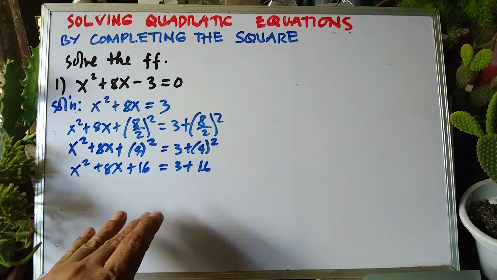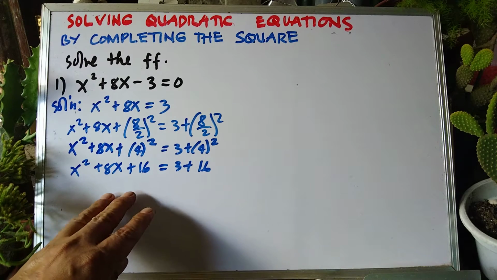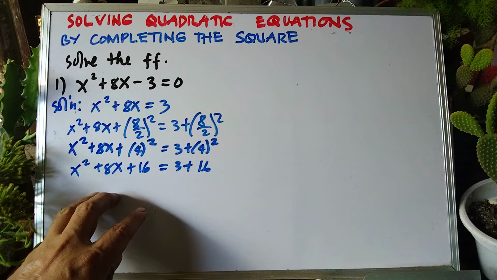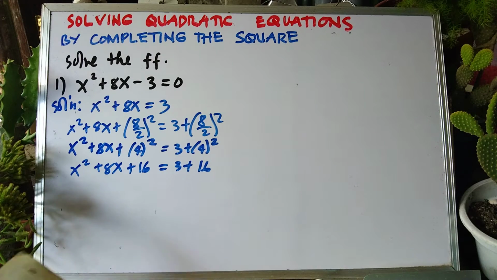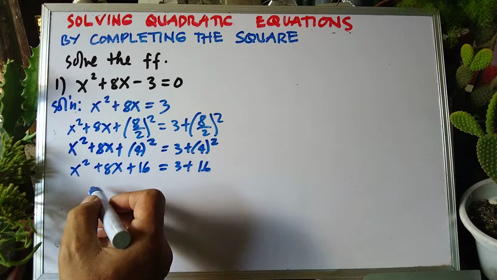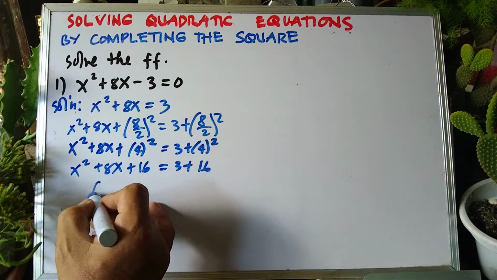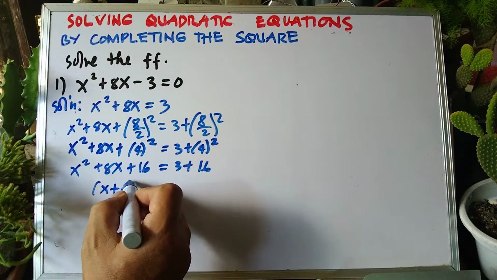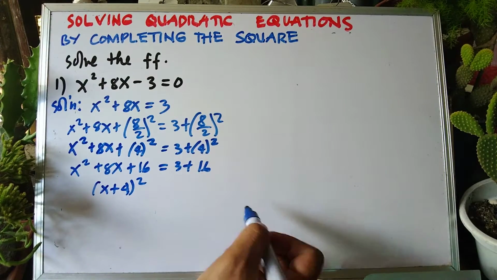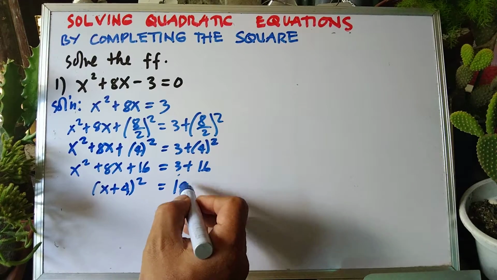So, look at the left side of the equation. This looks like a perfect square trinomial. So, next after this, we need to express this as a square of a binomial. By just looking above, which is 4, and it's all positive, we need to write x plus 4 squared. Correct? Is equal to, what is 3 plus 16? You have 19.